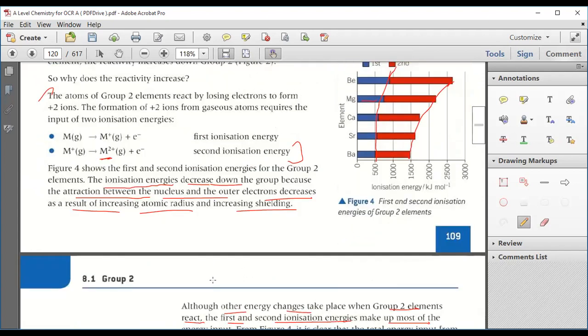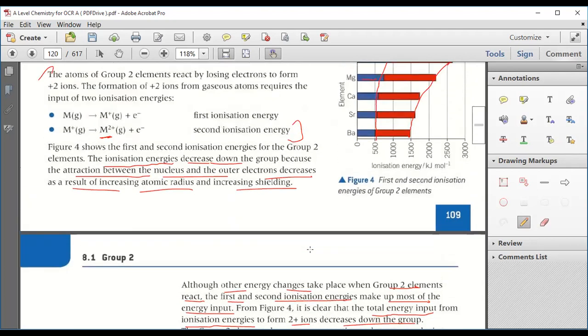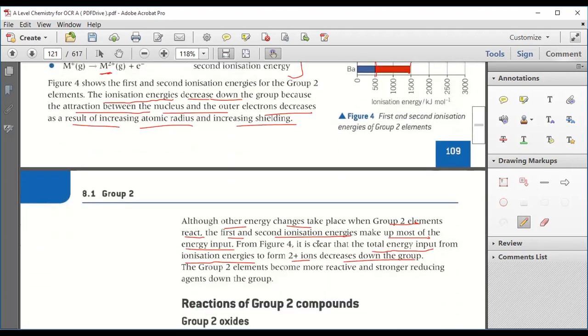Clear? Although the other energy changes take place when group 2 elements react, the first and the second ionization energy make up most of the energy input. And from this, it is clear that the total energy input of ionization energy to form a +2 ion decreases down the group, and group 2 elements become more reactive and stronger reducing agents down the group.